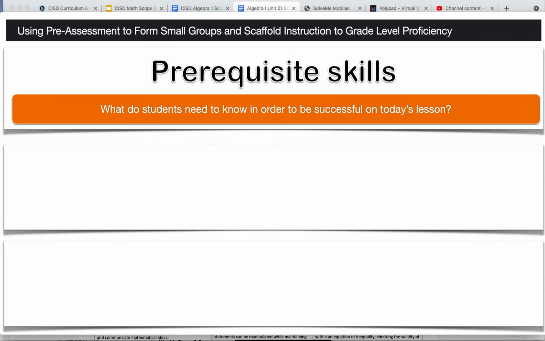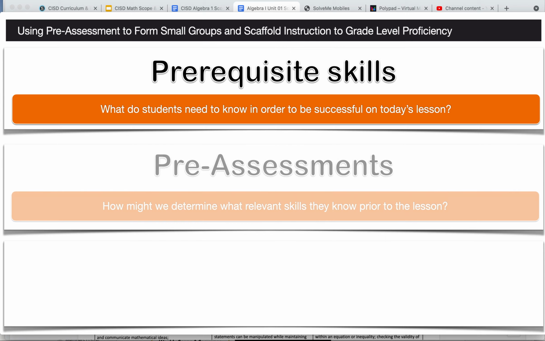So first, we need to identify the prerequisite skills. What is it that students need to know in order to be successful on today's lesson? How might we make today's lesson more accessible by ensuring the students have those prerequisite skills?